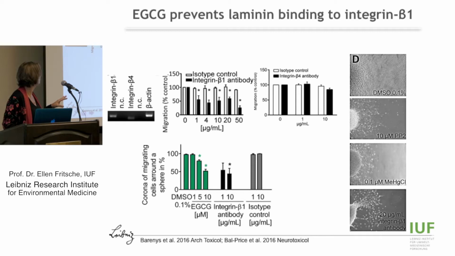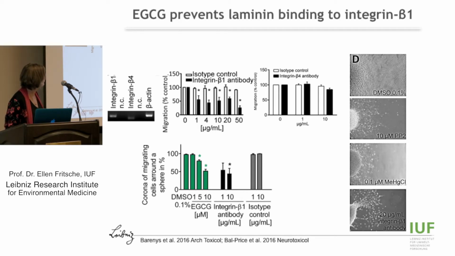First we checked by PCR that integrins beta-1 and beta-4 are there. And then we treated the spheres with a beta-1 integrin blocking antibody. So it's a functional antibody that blocks the integrin site. We thought if integrin-laminin binding is involved, then when we treat them with the antibody, it should look the same as blocking the laminin with the EGCG. And this is what you see here.